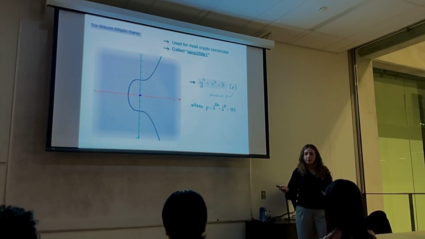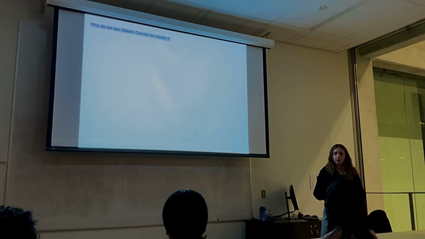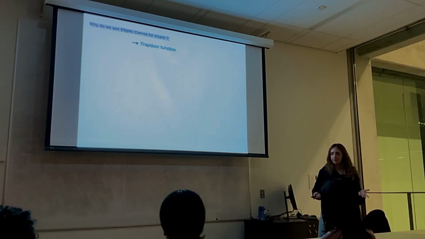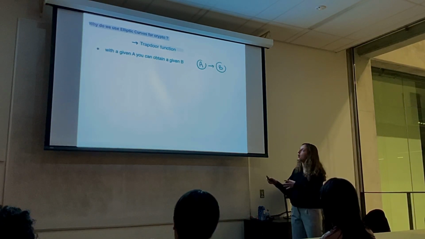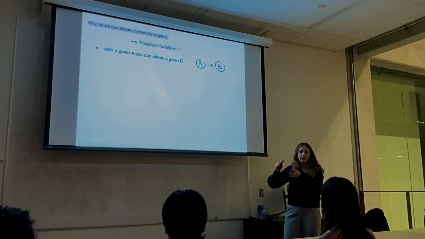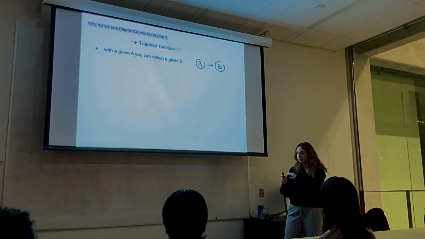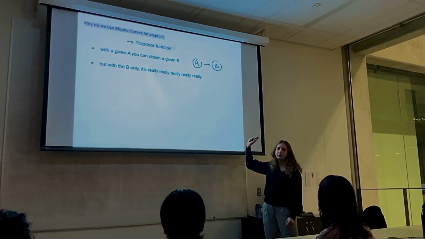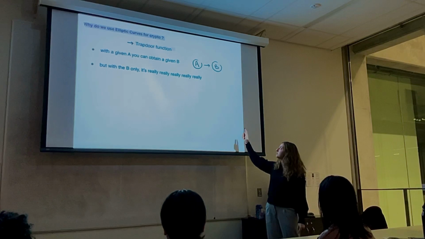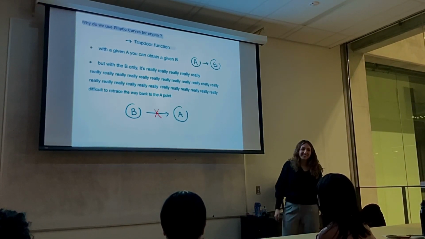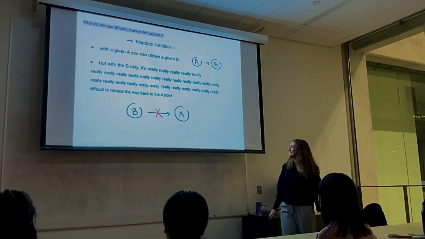But you must think, how does she use this for Bitcoin? Like, how is it relevant for cryptocurrencies? Basically, why we use elliptic curves for cryptocurrencies is for the trapdoor function. What does that mean? It means that if I give you a point A, you can easily obtain a point B. So going one way is pretty easy. But the other way, if I give you B, it's really, really hard to retrace the way back to A.